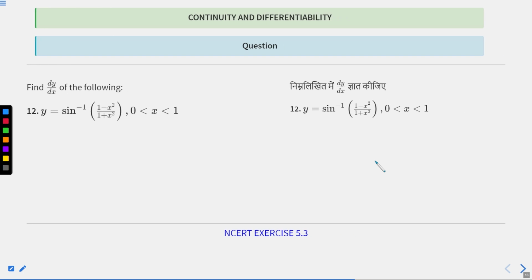Okay, let us move to problem number 12. So problem 12, again the substitution. If you try to see what is happening here, what substitution do you have to make? Quite simple. Put x is equals to tan theta. Obviously you are using x is equals to tan theta. Now what will happen? This will become sine inverse of cos 2 theta.